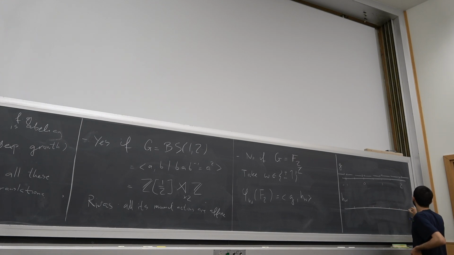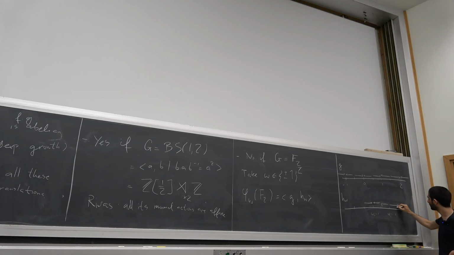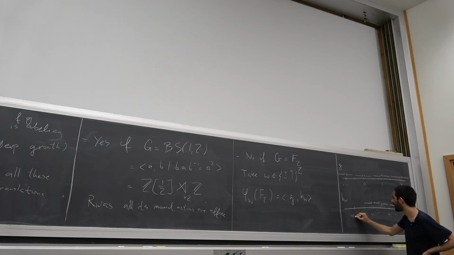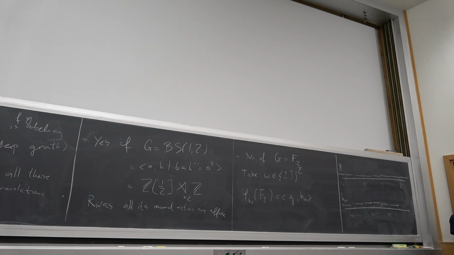And the nature of these fixed points will depend on the signs of omega. For instance, if omega 0 is +1, I declare this guy to be an attracting fixed point. If omega 1 is -1, this guy is required to be a repelling fixed point. And so on. For instance, omega -1 is -1. Oh, sorry. Okay? I claim this can be done in such a way that the action you get is minimal.